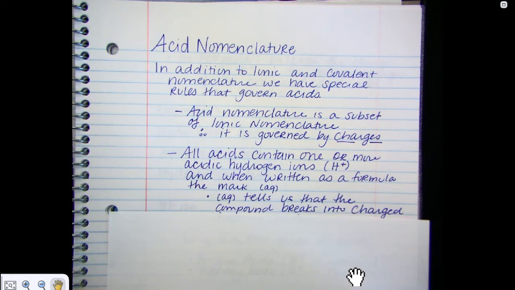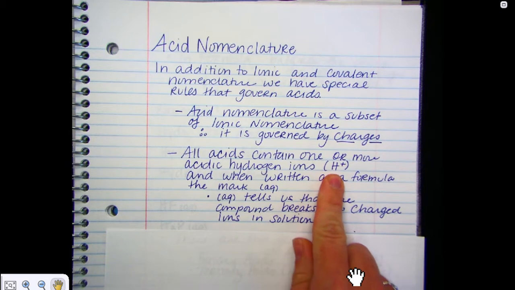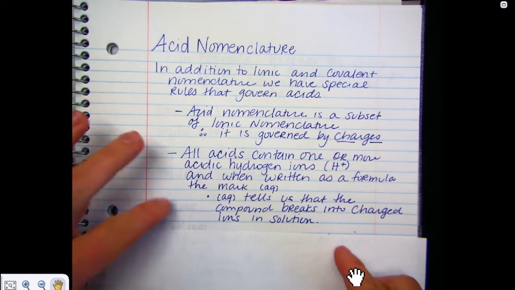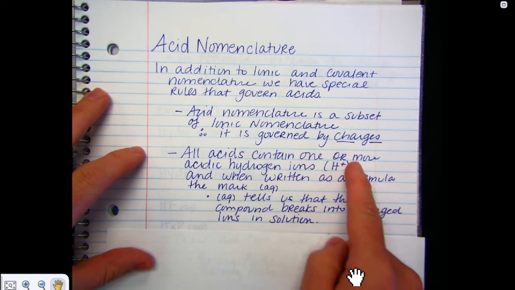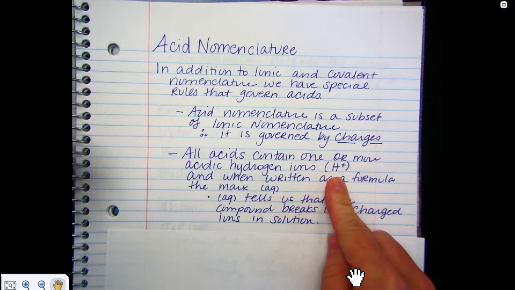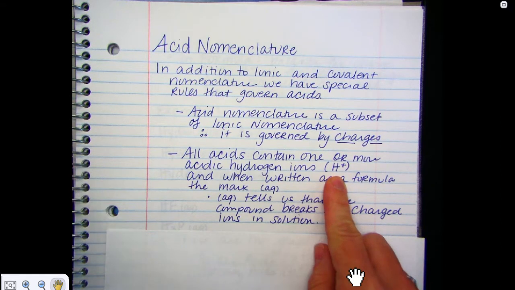AQ stands for the fact that it is an aqueous solution. AQ itself stands for aqueous. What that means is a compound or a solution that is aqueous, that formula will break into its representative ions in solution. So whatever the H is bonded with, when I put that into water, it separates into H+ and then the negative ion. And again, it's the presence of the H+ and how much H+ there is that determines how strong of an acid we're dealing with.